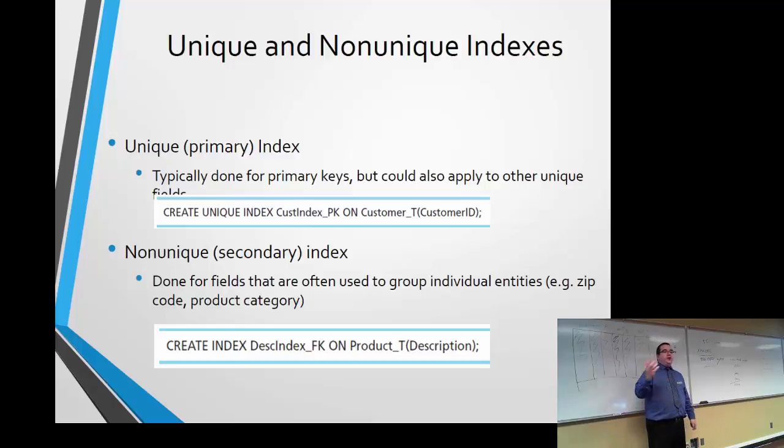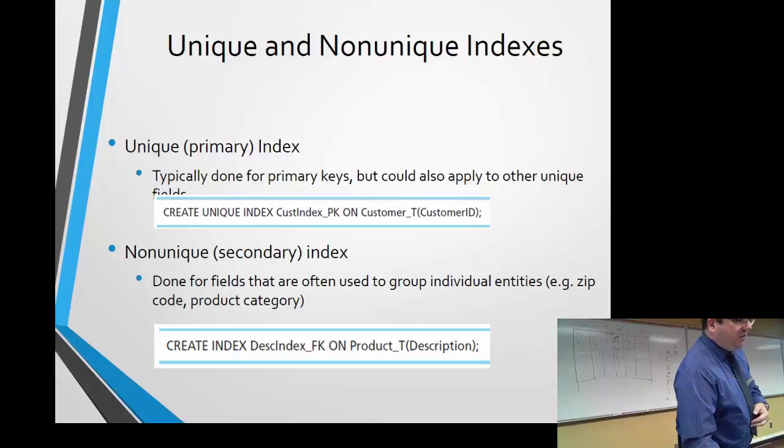Or you can create non-unique indexes. For example, used for searching for individual entities, or where you want to do a group by. We were doing an aggregate earlier. We're grouping by, and let's say you're grouping by the product as opposed to the order. You want to know how many times each product is sold. You create an index on that so that you can summarize quicker based on that.